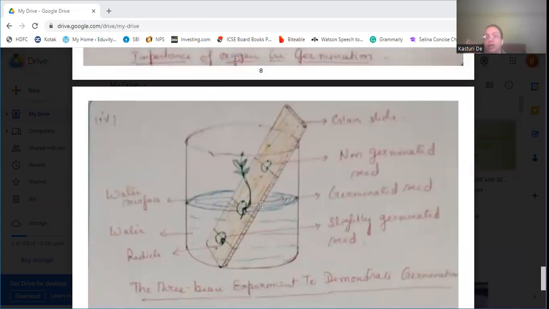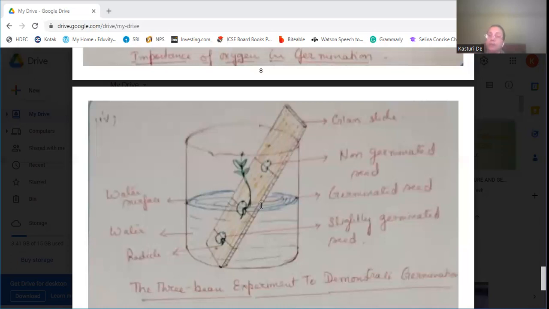Here what we do, we take a beaker half filled with water and we keep a glass slide in it at an angle, where 3 beans are attached at 3 layers. One will be at the lower portion of the slide, which is deep inside the water. The second one will be in the middle, which will be half inside water and half outside. And the third one will be out of water towards the rim of the beaker. 3 beans are attached at 3 portions of the slide. And we will keep this in a suitable temperature.